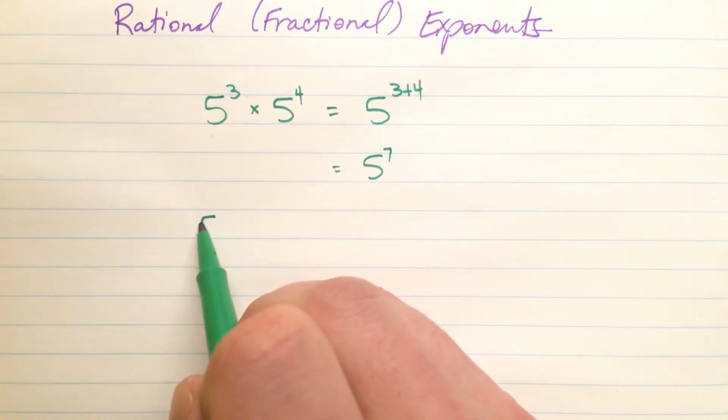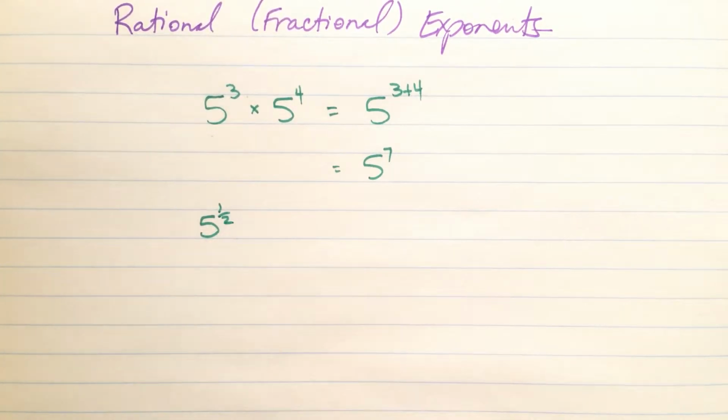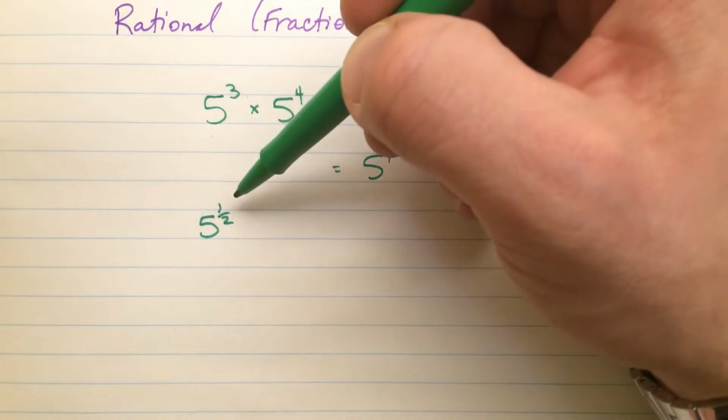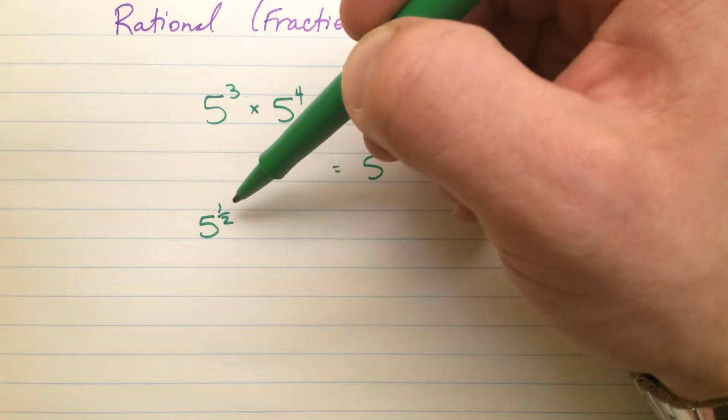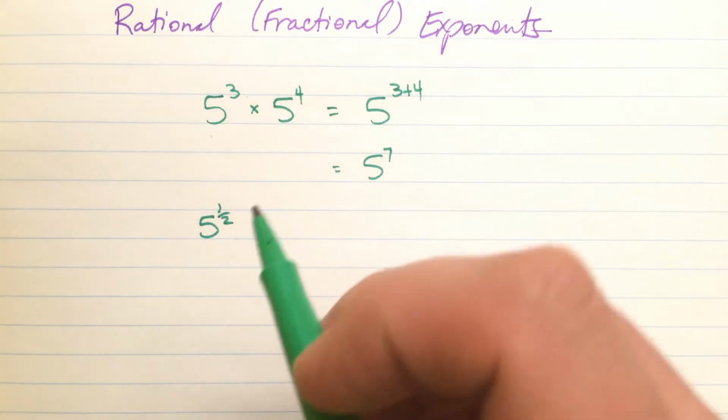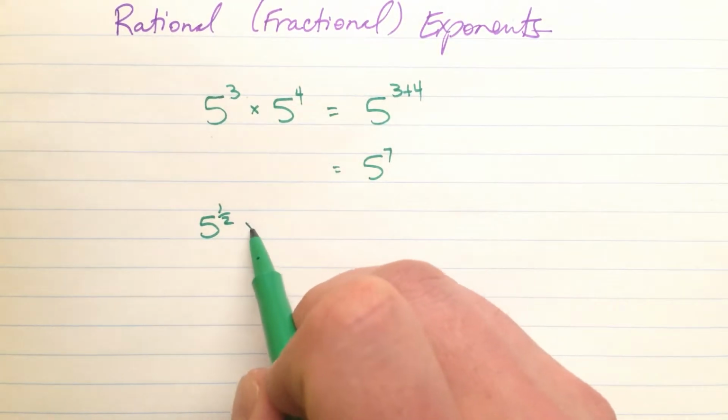Well, what if we have a power that doesn't have a nice integer exponent like that? So what does it mean to write 5 to the 1/2? Because up here, 5 to the 3 is 3 5s all multiplied together. This is like half of a 5 multiplied together, or really, a 5 multiplied half of a time. That's a little strange.